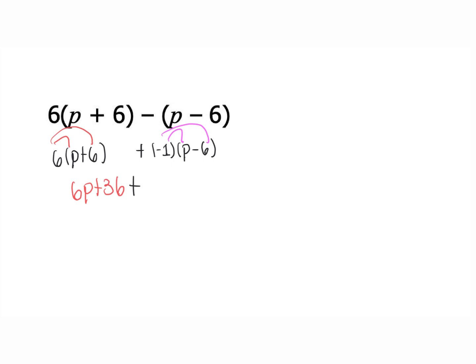We have negative 1 times p is negative p. And then negative 1 times negative 6 is positive 6. And then we're going to combine 6p and negative p. We have 5p. And then 36 and 6 is 42.